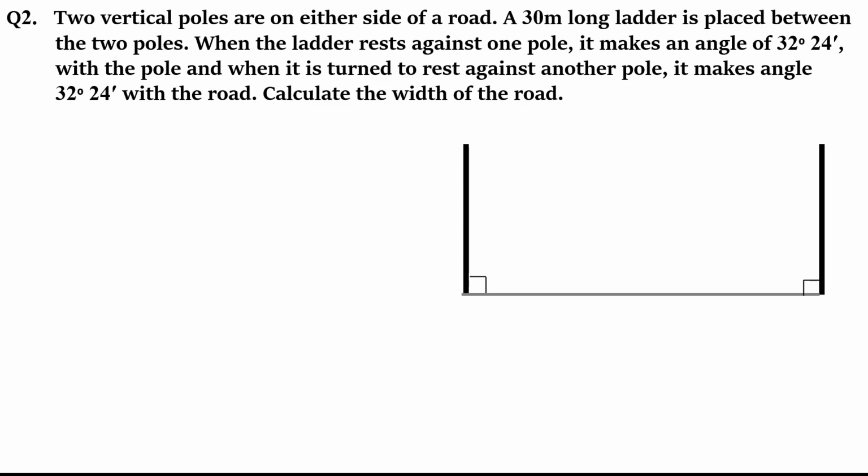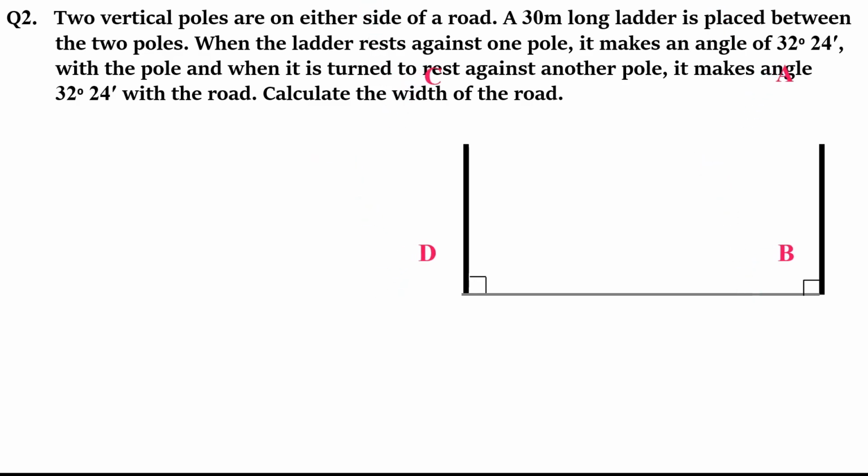And now the next part of the question is, a 30-meter long ladder is placed between the two poles. So they have not told you that it is lying exactly at the midpoint, no. So it is lying somewhere between the poles on the road. When the ladder rests against one pole, it makes an angle of 32 degrees 24 minutes with the pole. So you have to reread this sentence, because this angle is not formed with the horizontal line, with the road. They have said the ladder makes this angle with the pole.